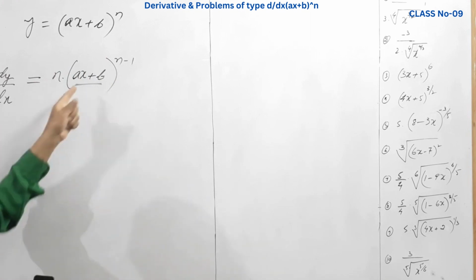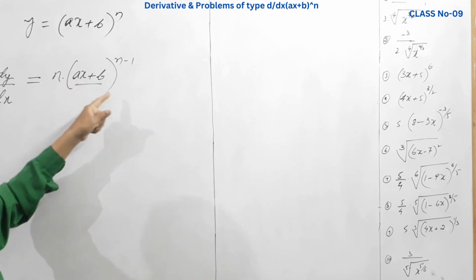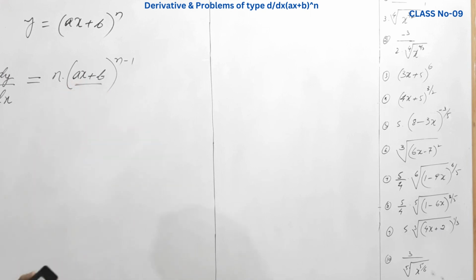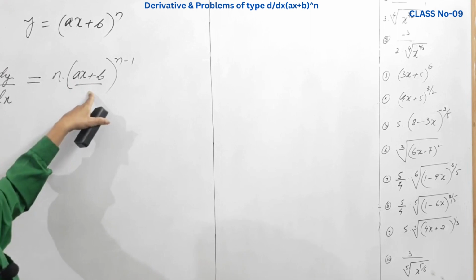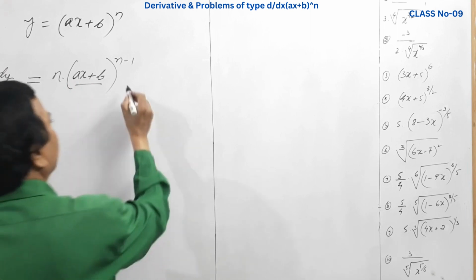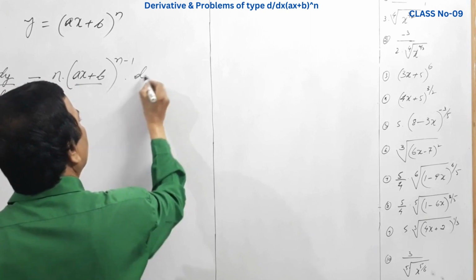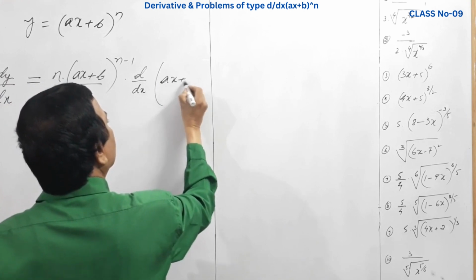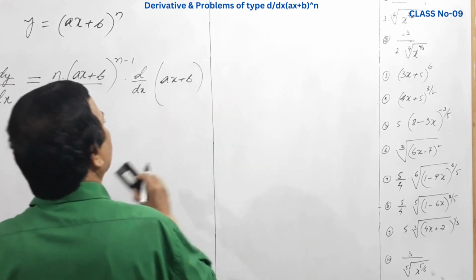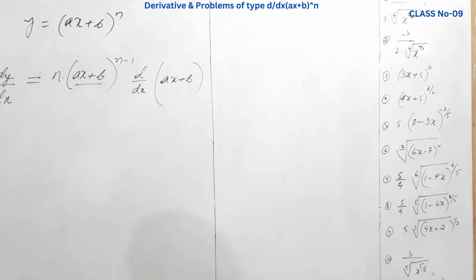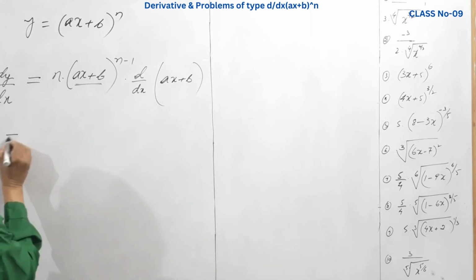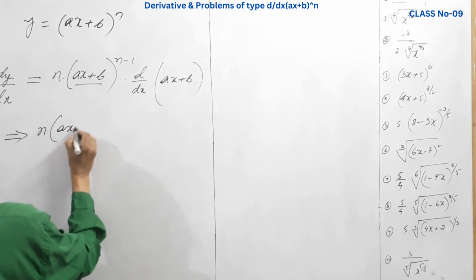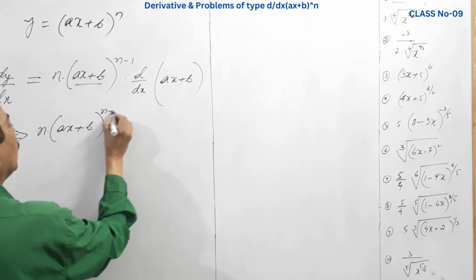an innermost function where we have constants a and b, where ax is nothing but a is a constant and x is a variable. So, what we have to do? We have to differentiate the innermost function too. So, what we do is, into d by dx of ax plus b. So this is the solution. We go one step ahead of this. So, I will write that: n into (ax plus b) to the power of n minus 1.